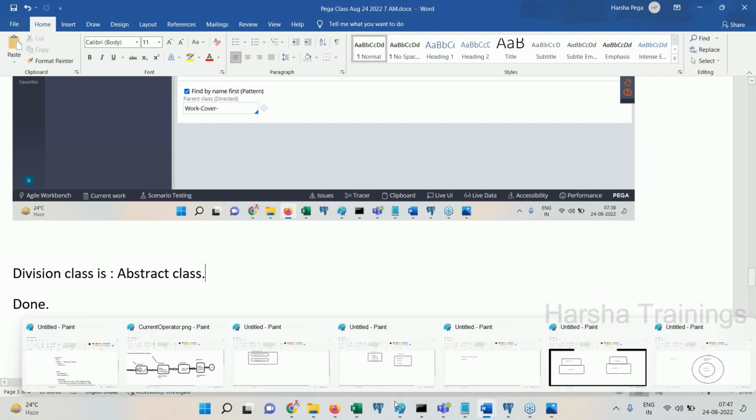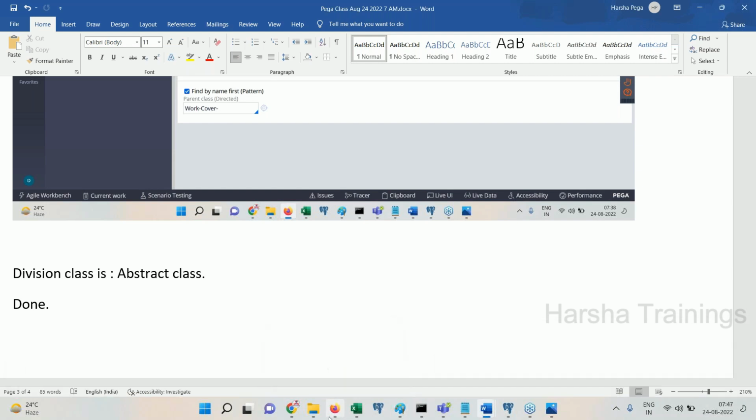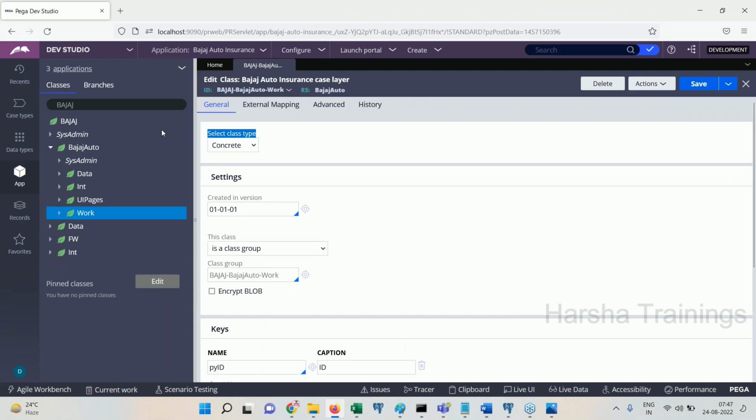Okay, so this is about two types of classes. When we create our application, organization and division are created as abstract automatically, and unit is the one where business transactions can be initiated. So it is created as a concrete class. Okay, so the next topic is inheritance.